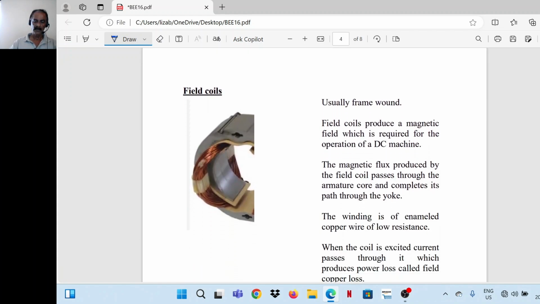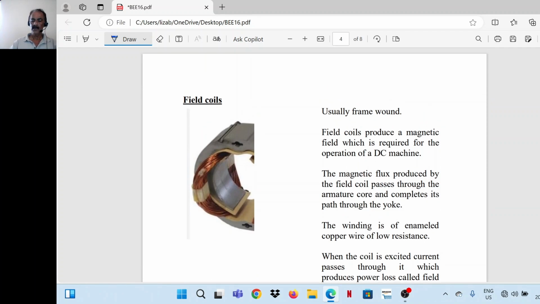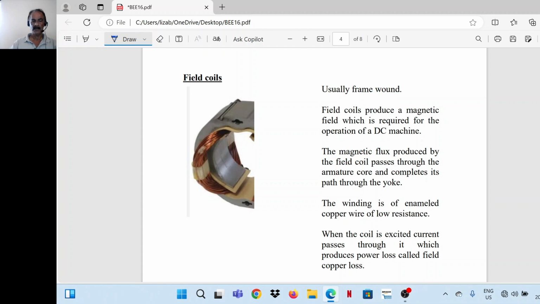Next, field coils. Field coils are normally frame wound on a frame. These field coils only produce the necessary magnetic field. Depending on the number of turns of the field winding and the current passing through it, it can produce a certain amount of MMF. That MMF divided by the reluctance of the magnetic path will give the flux. So for producing a necessary amount of flux, or a necessary amount of MMF, the number of turns as well as the current through the field winding both can be adjusted.